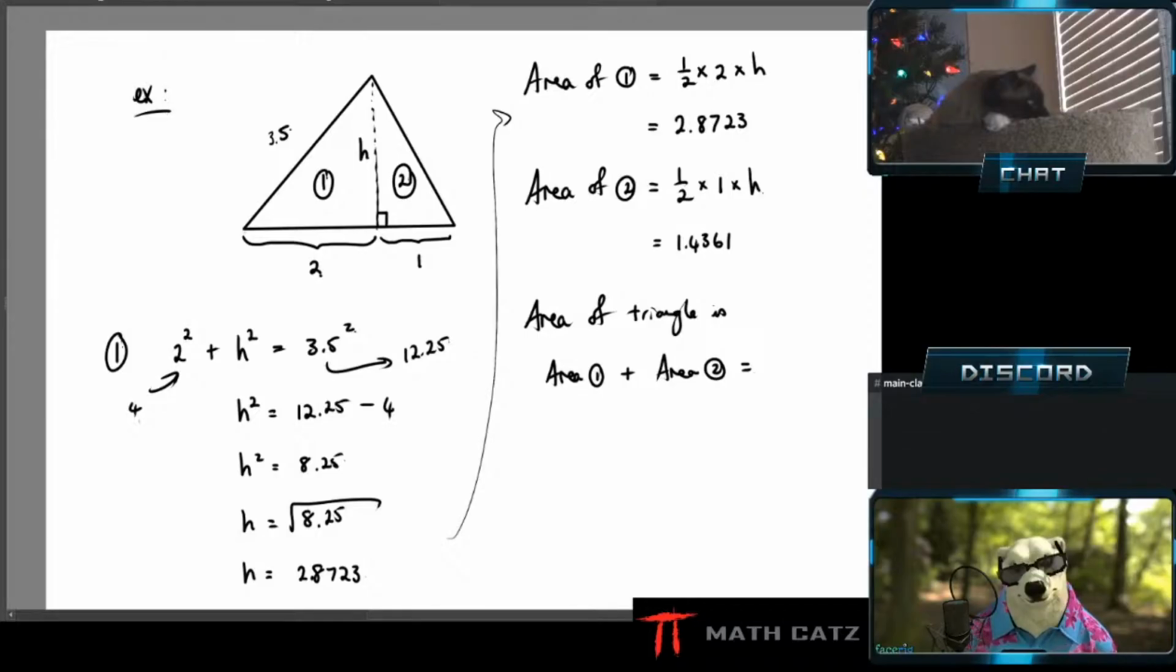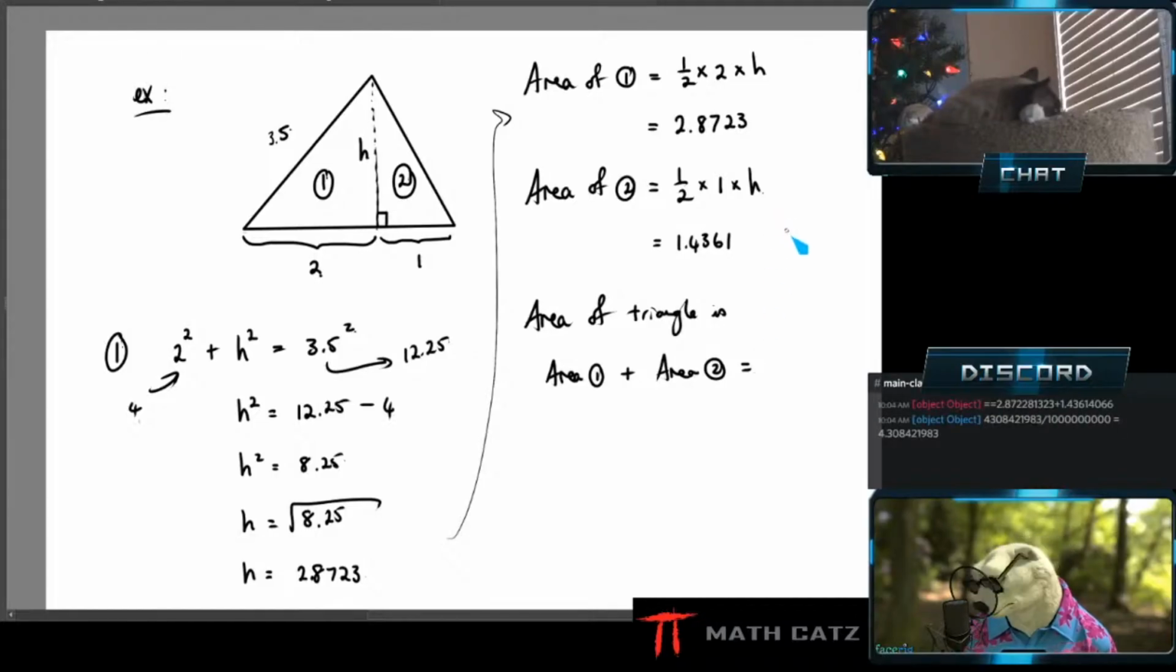2.8722813233. 1.436140066 would be enough. And I know to 4 decimal places, my area is 4.3084.